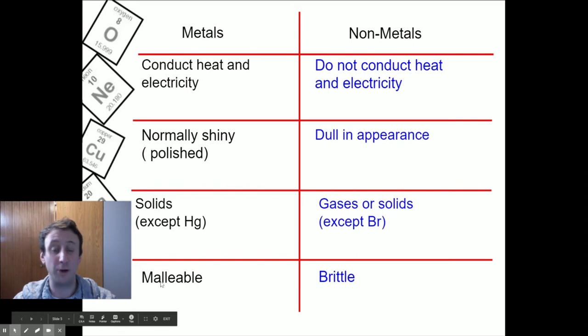For metals, they are malleable and ductile. So what that means is I can actually take them and bend them and they don't break. Well, if I take a look at a nonmetal and I try to actually bend a nonmetal, it would break. It's brittle instead. So those properties, incredibly important to actually know.